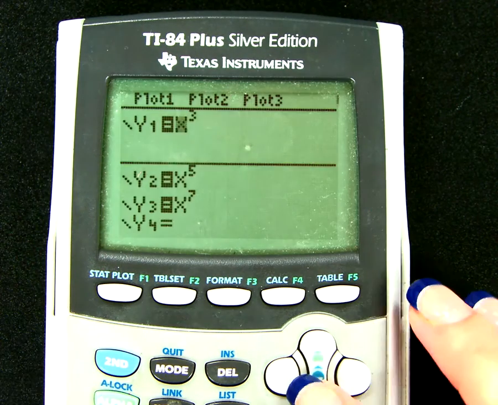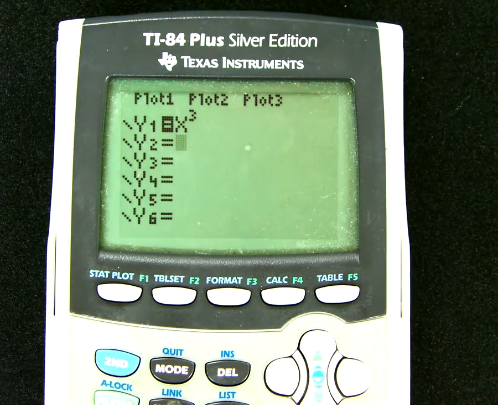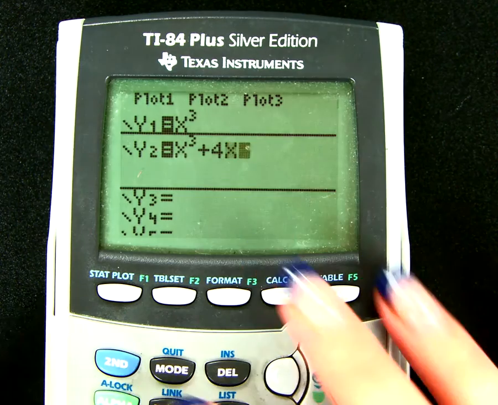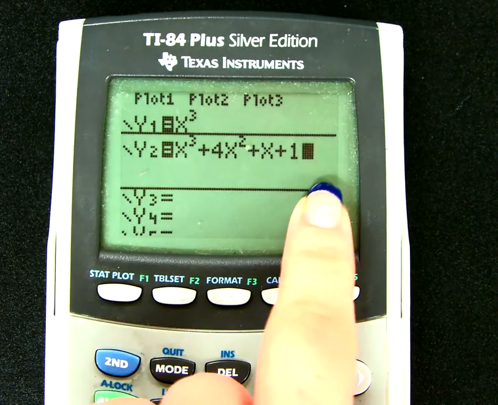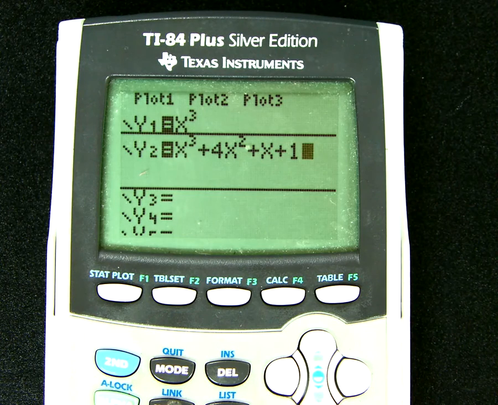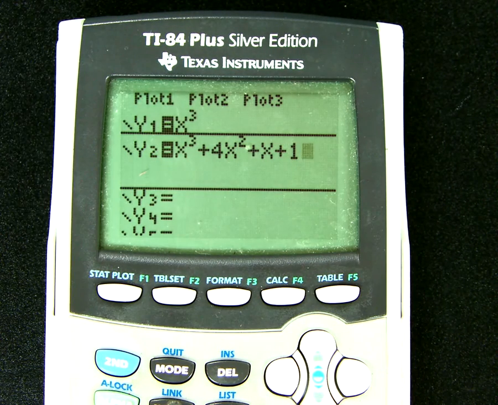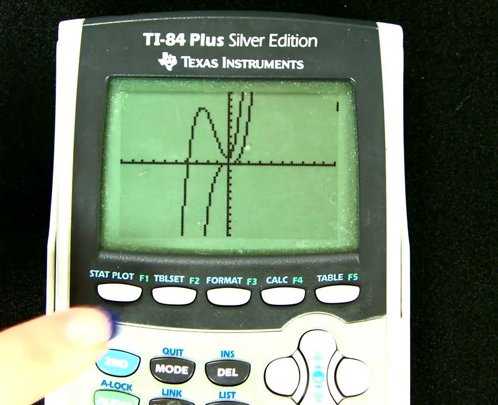Now if we go back, and I'm going to clear out my y2 and y3, and in my y2 spot, I'm going to type the equation x cubed plus 4x squared plus x plus 1. Okay? So this is just another example of a cubic equation, and we're just going to compare it to our parent function. And remember, when I'm saying the word parent function, I'm just talking about the most basic equation in that family of functions. Okay, so here's our parent function. And then here's the other equation.